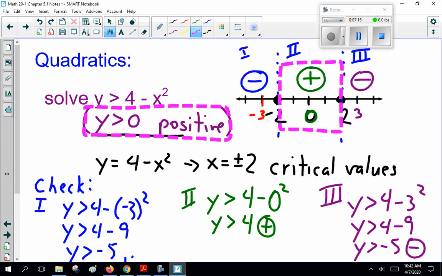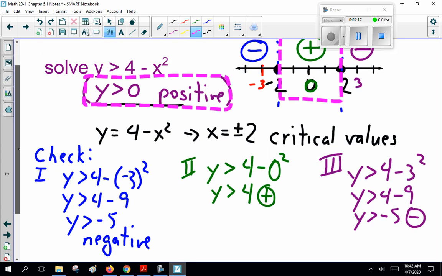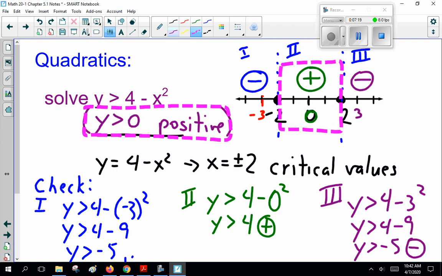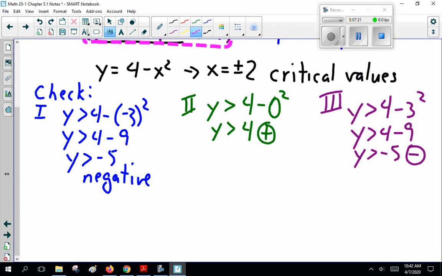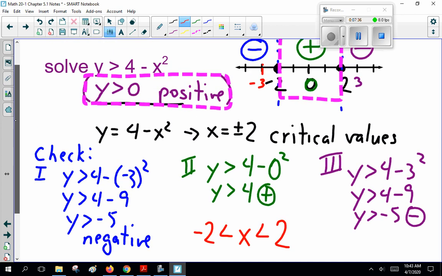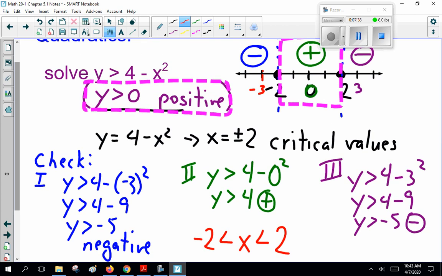So my solution here is, right here, the positive number: negative 2 is less than x is less than 2. Every x value bigger than minus 2 and less than plus 2. All right? Now, that is the long, proper way to solve this.